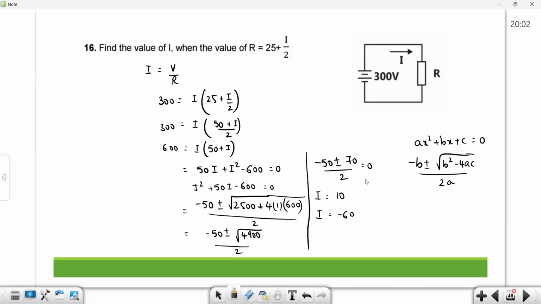And here the current will always be a positive value in the circuit. So here the current is flowing like this only. This is the source here. In the source, current will flow from negative to positive. So it is flowing from negative to positive in this direction, so the current direction is the same. Then it will be positive current only. So the value of the answer is 10. Therefore, I is equal to 10 amps. Is it clear?